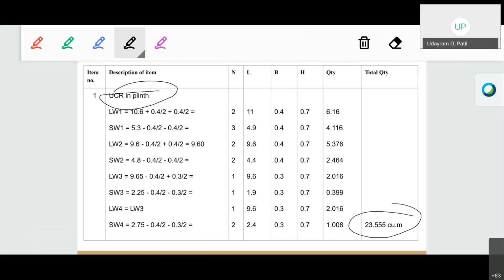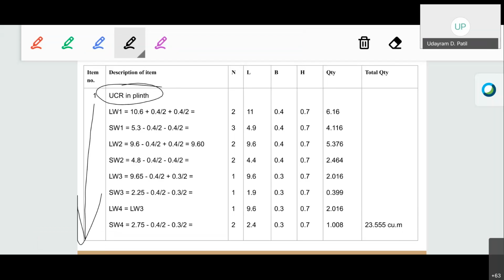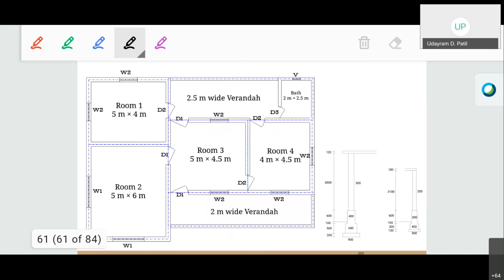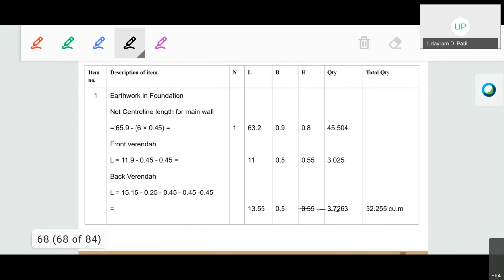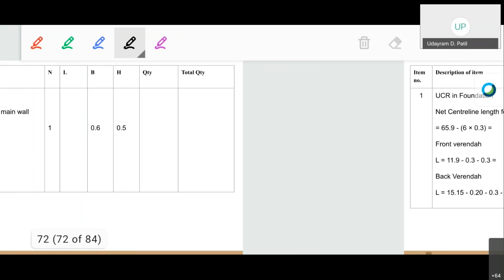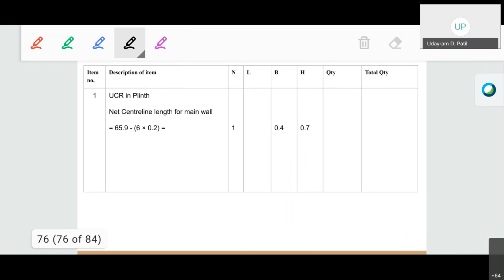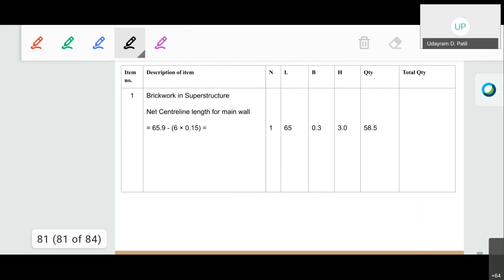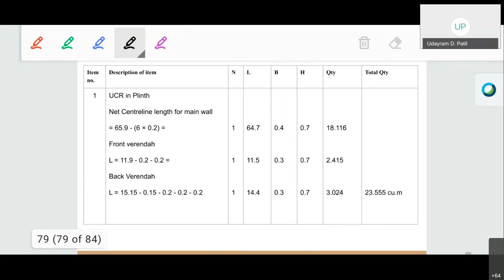Again, as per the UCR method, the quantity of UCR in plinth that we calculated by the long wall short wall method was exactly 23.555 cubic meter. And now we are calculating the same quantity by the center line method. Again the quantity is the same, 23.555 cubic meter. UCR in plinth, yes, the quantity is 23.555 cubic meter. This quantity had also come by the long wall short wall method.